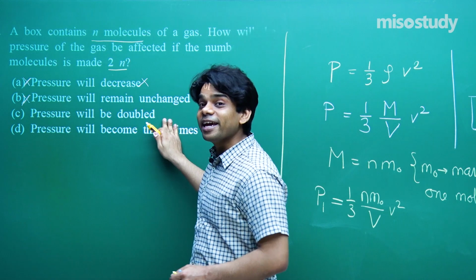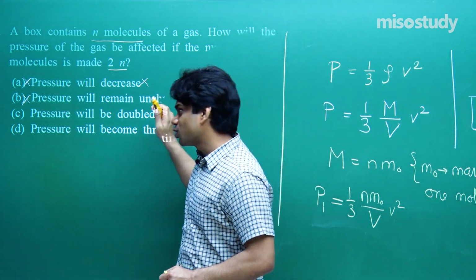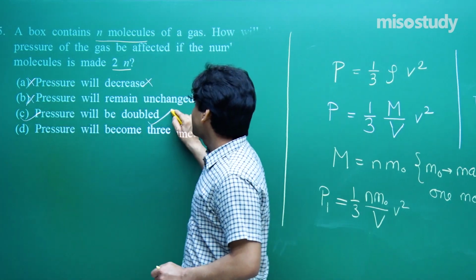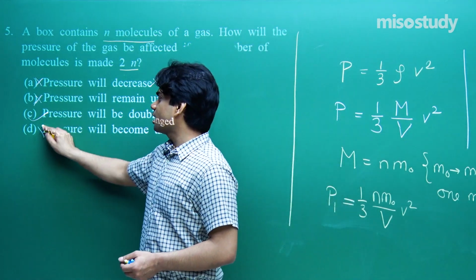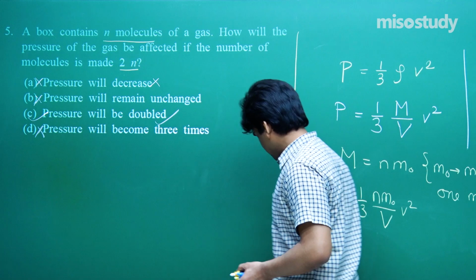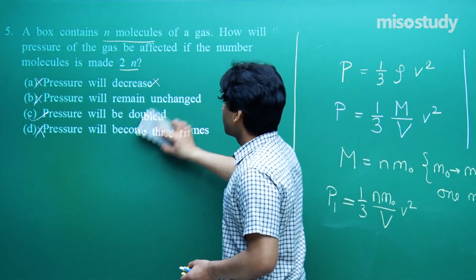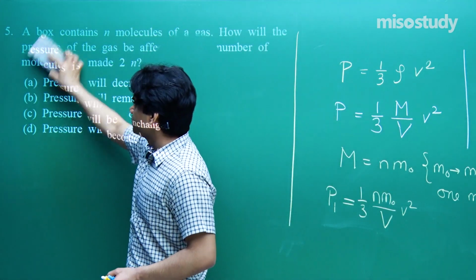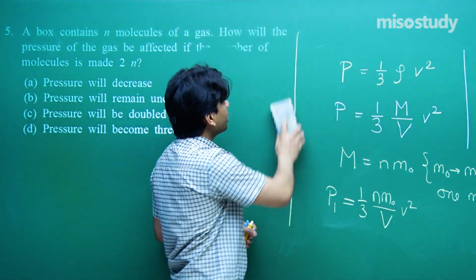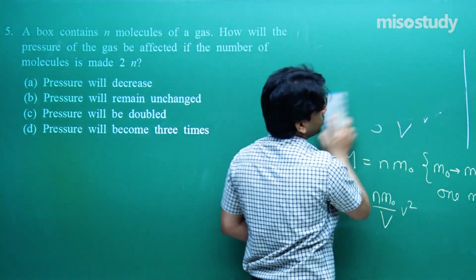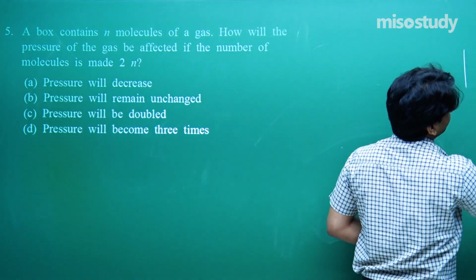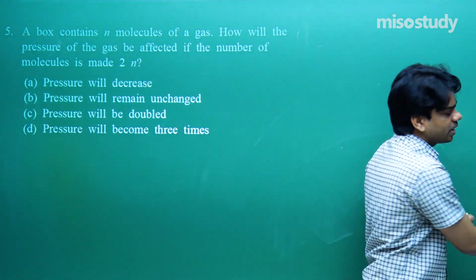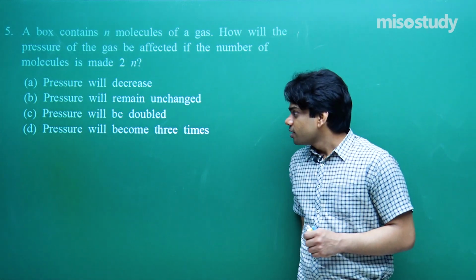Pressure will be doubled. Yes, we are seeing that it's twice the initial pressure, so it's going to be doubled. This is the right answer. Pressure will become 3 times? No, we got that it will be doubled, so it will not be tripled. It will not be 3 times the initial pressure. Here we use the formula for pressure of the gas, which we have derived in our regular sessions. We have derived also how we attained 1 by 3 rho v square.